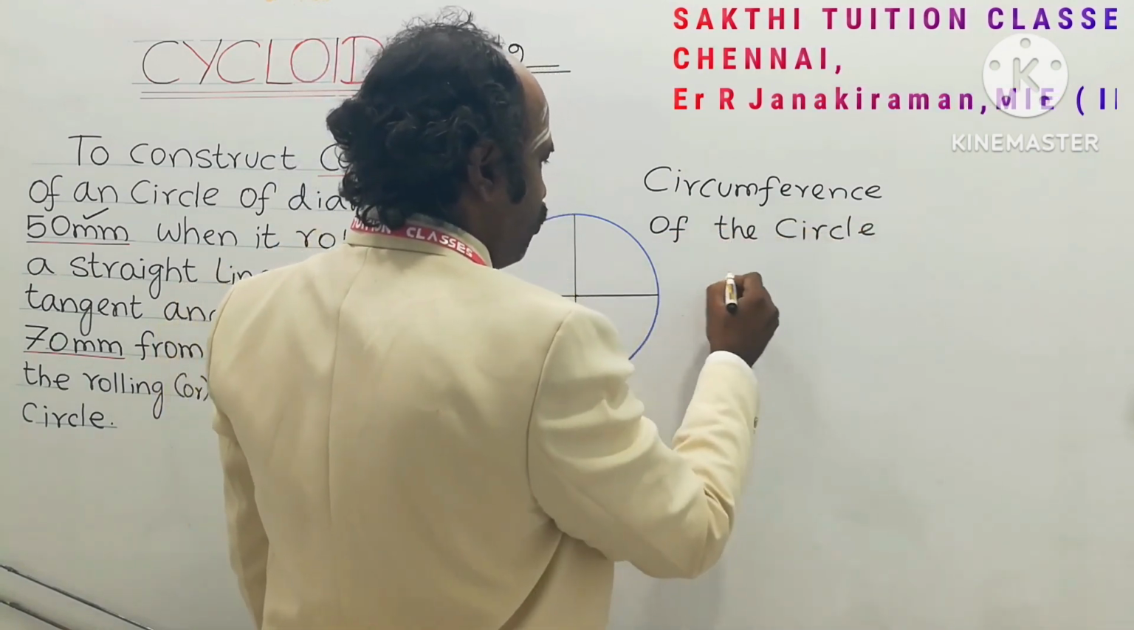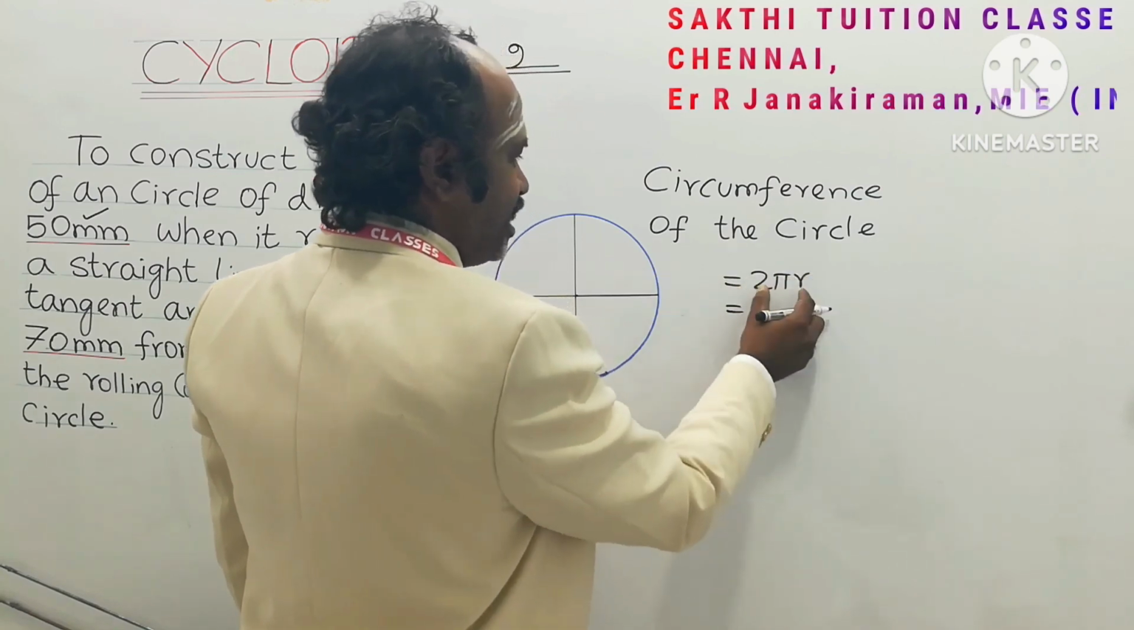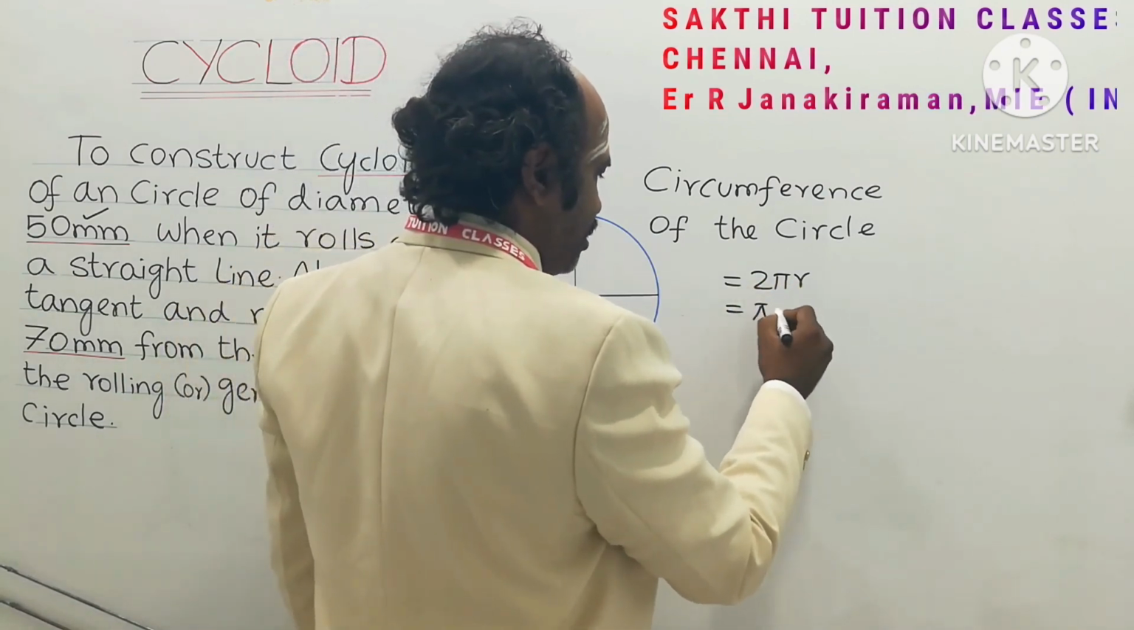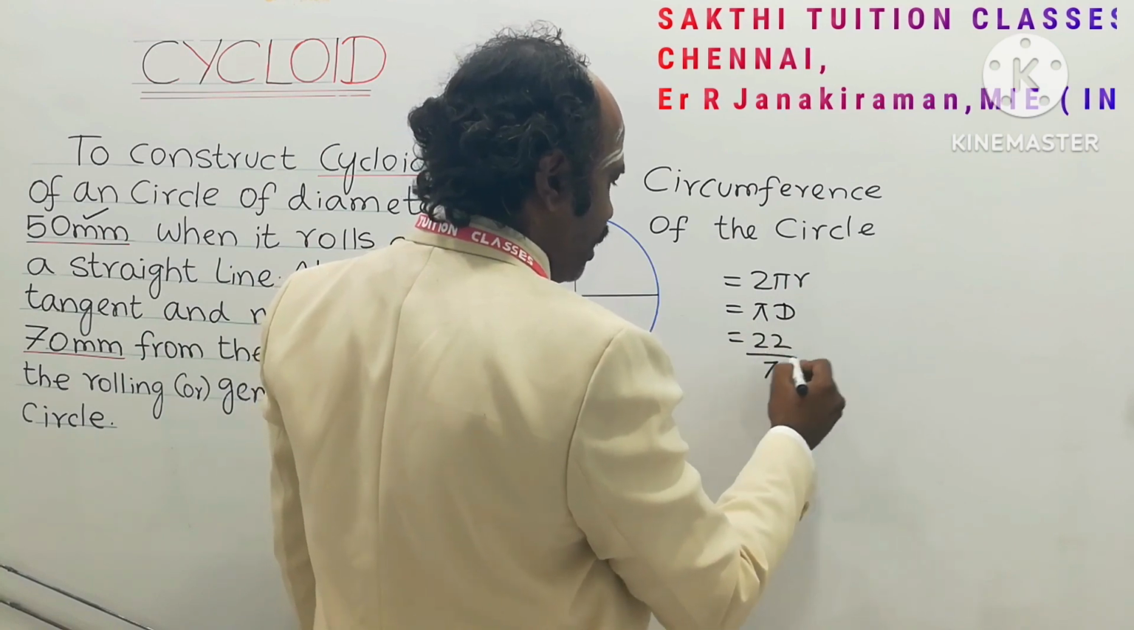The formula is 2 pi r. So 2 times the radius will be the diameter of the circle. 2 into r will be the diameter. So pi d is the formula. The pi value we know is 22 by 7. This you would have studied in school days.